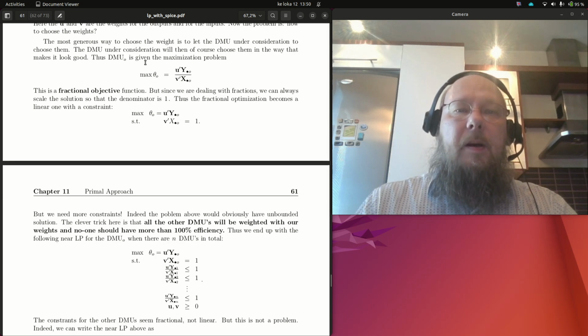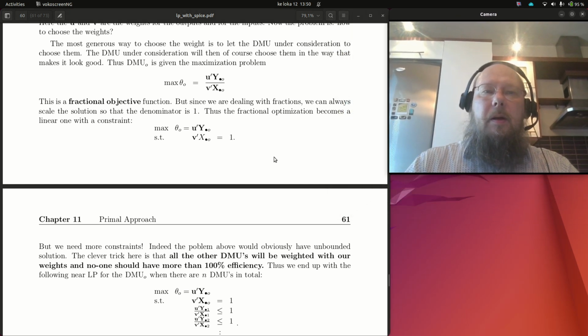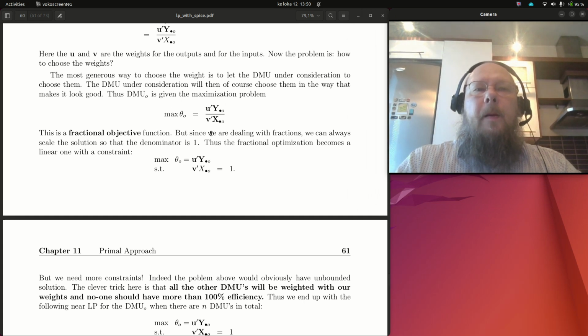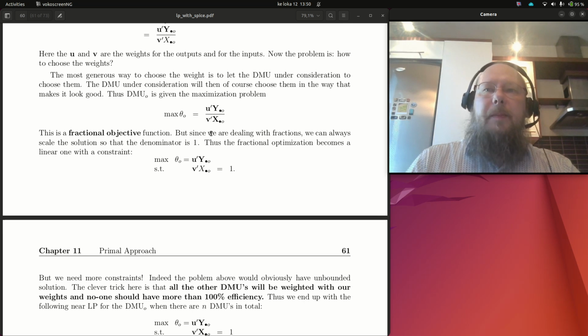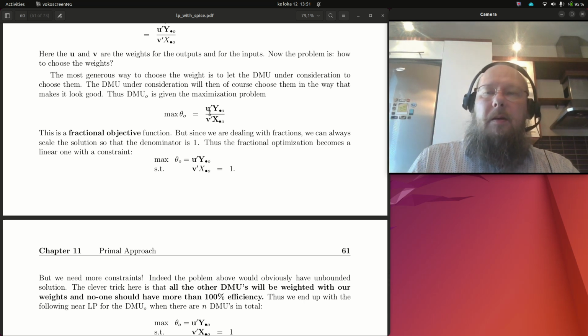So this is what they want to maximize. Let me put this slightly bigger. So this is the problem. Now we already run into a hiccup. We want to have linear problems, and this is a fractional optimization problem. Here is a decision variable U times something divided by V times something, and this pair UV is our decision variables. And this is not a linear function of U and V. This is a fractional function.